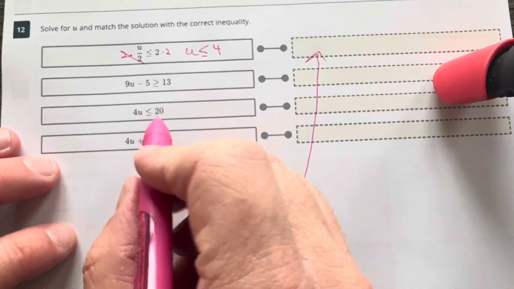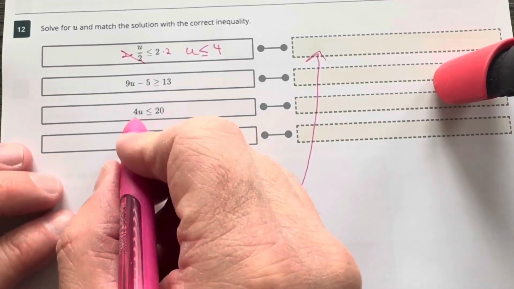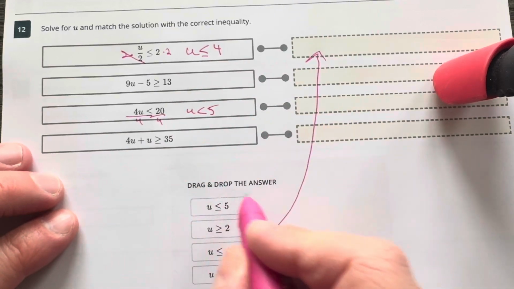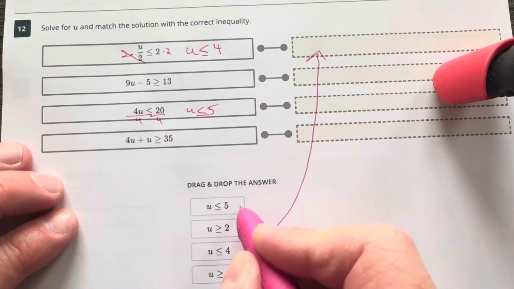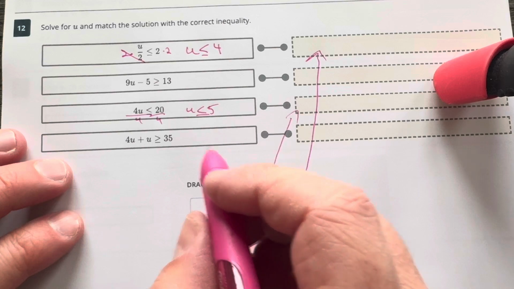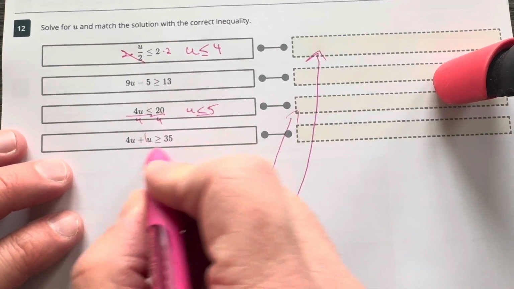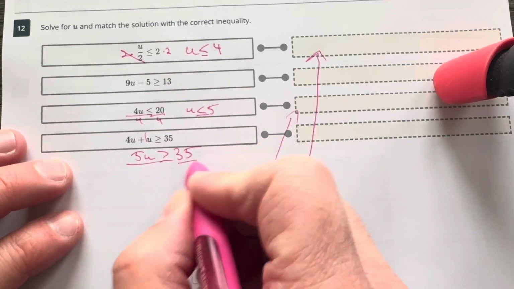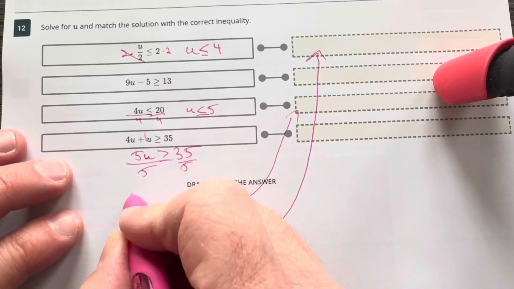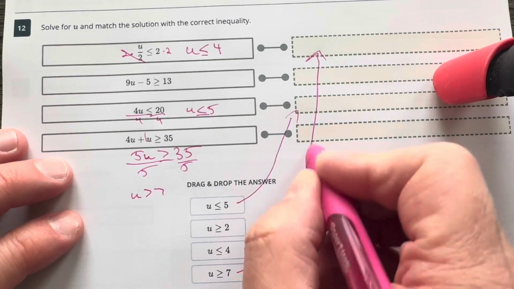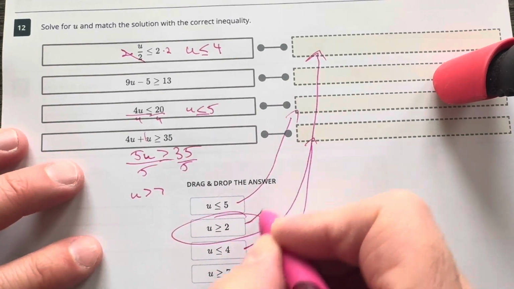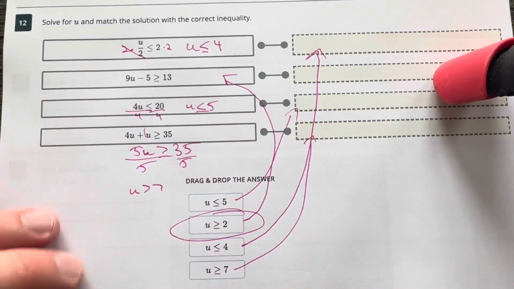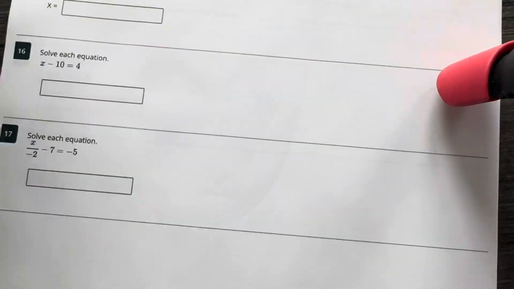Let's solve an easier one. So I'm going to divide by 4 on both sides here. U is less than 5. Was that a less than or equal to? Okay, here we go. This is just 5u. 4u plus 1u is 5u is greater than or equal to 35. We'll divide by 5 on both sides. So u is greater than or equal to 7. The reason I did this was because this u is greater than 2 goes here. I saw a harder problem and I wanted to skip it for easier ones. Just matching.